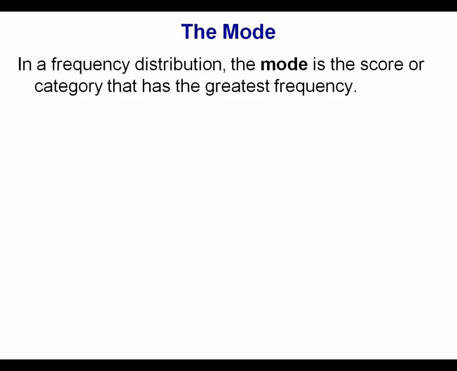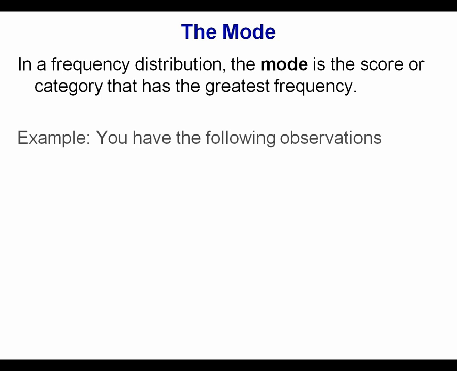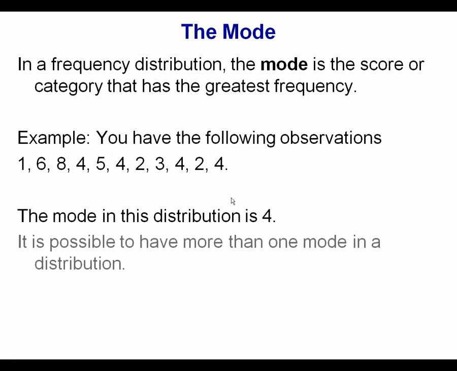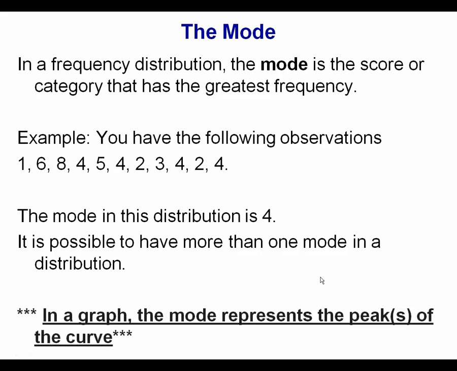The mode is in a frequency distribution. The mode is the score or category that has the greatest number of scores, or the greatest frequency. Example, you have the following observations: 1, 6, 8, 4, 5, 4, 2, 3, 4, 2, and 4. The mode in this distribution is 4. There's a lot more 4s than any other number. It is possible to have more than one mode in a distribution, and if so, it's called bimodal, bi meaning 2, like a bicycle.